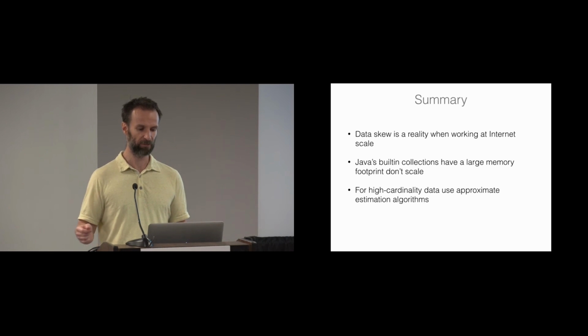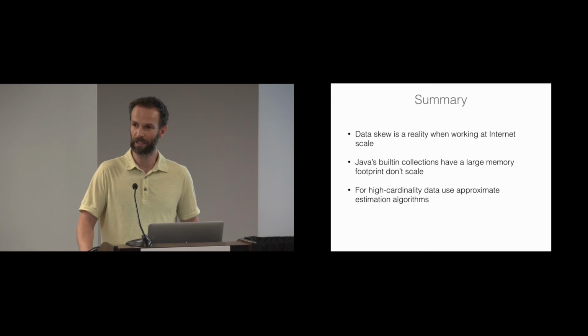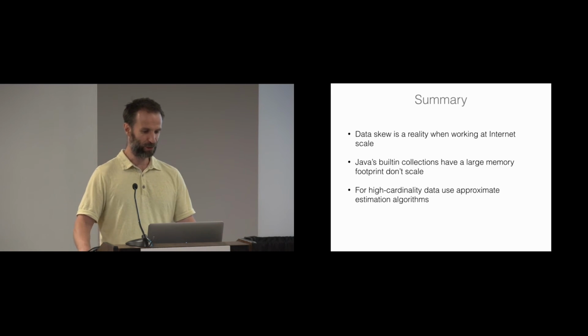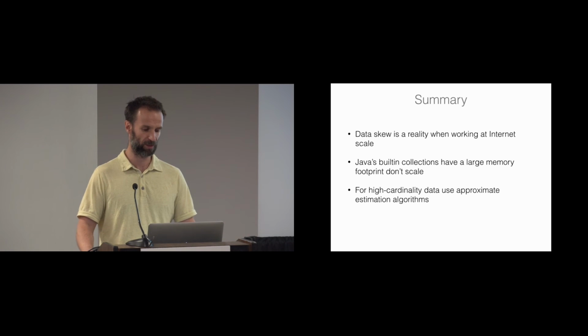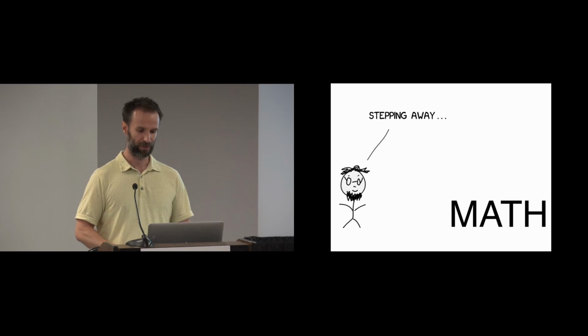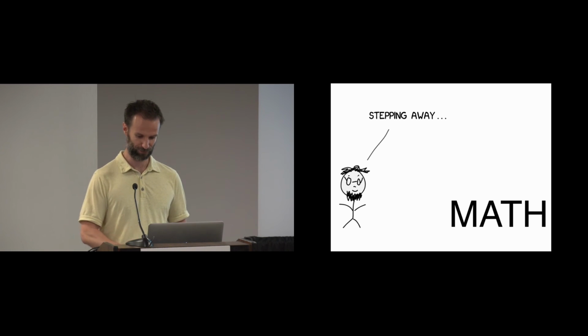So the summary here is data skews reality. Watch out for Justin Bieber in your data. Don't use Java built-in collections if you're dealing with super large counts, and look at some of these approximate estimation algorithms if you're indeed dealing at that kind of scale. So I'm going to back away from the math now, and hopefully I didn't offend anyone in the process.